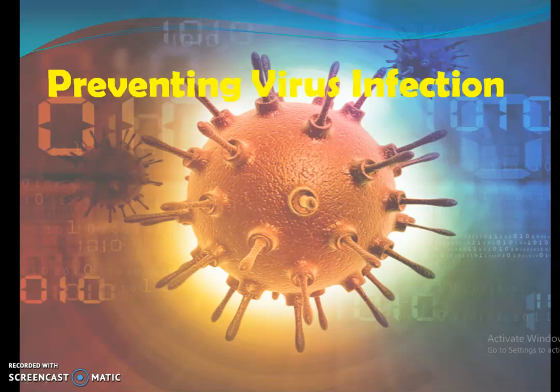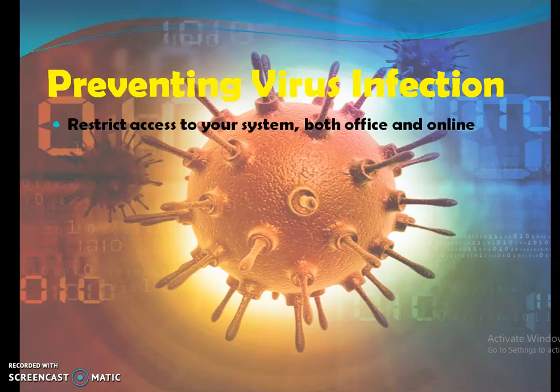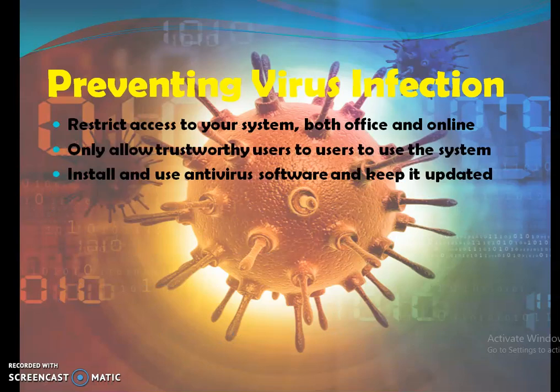Preventing virus infection. Now the question comes, how we can prevent our computers from getting infected. We know that prevention is better than cure. So as to prevent our computer system from getting infected, some basic rules are there which we should apply to protect our computer from getting infected. Some of the basic rules to avoid virus infection are: restrict access to your system both offline and online. Allow only trustworthy users to use the system.